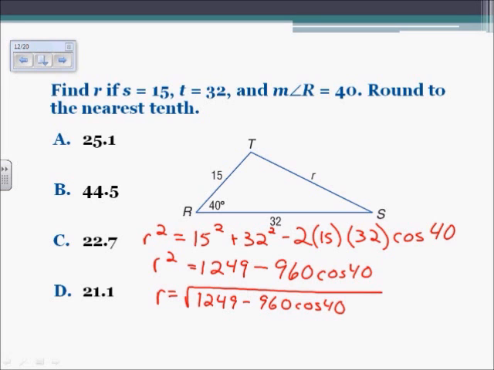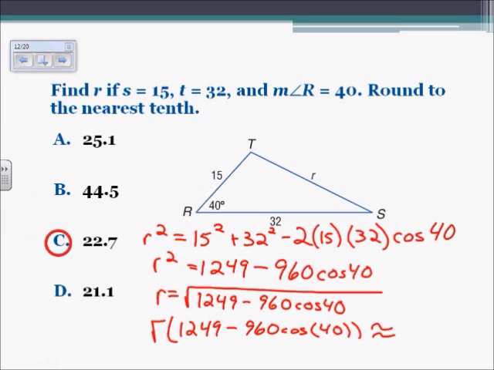Remember to type that in a calculator. It would be square root, parentheses, 1249 minus 960. Cosine kicks out its own parentheses, 40, close, and this approximate value, once you plug that into our calculator, would be 22.7. So again, this is applying the law of cosines. Alright, let's try another example.